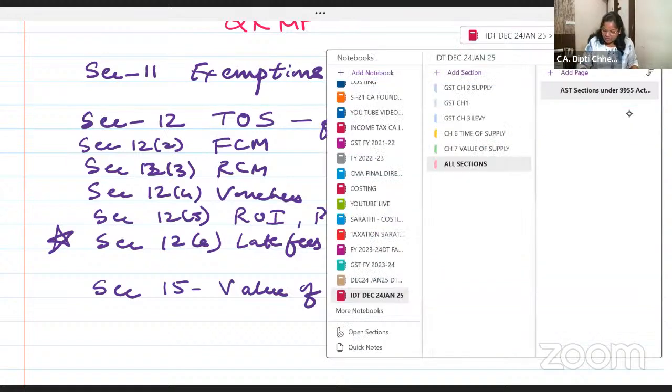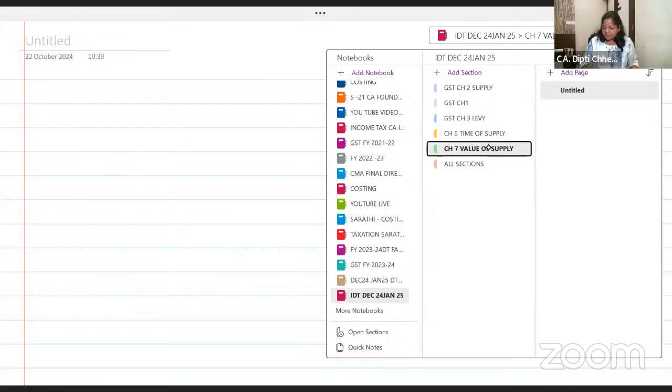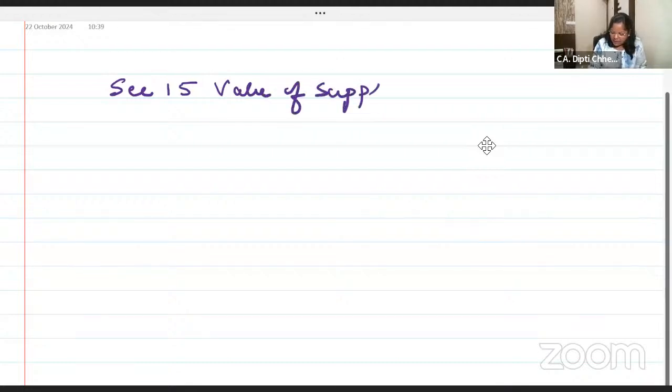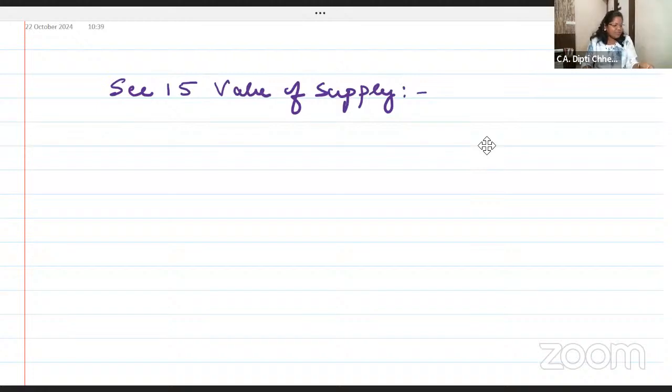Straight now we are shifting to our topic. Next topic. In the list of sections, leave 2 pages and write down. We are now starting with section 15, that is value of supply. Today's topic. 3-way learning: understand the concept, write the notes and solve the questions. Together?